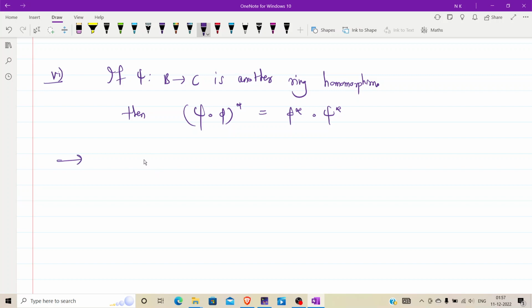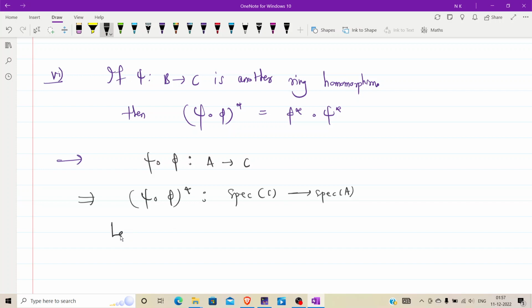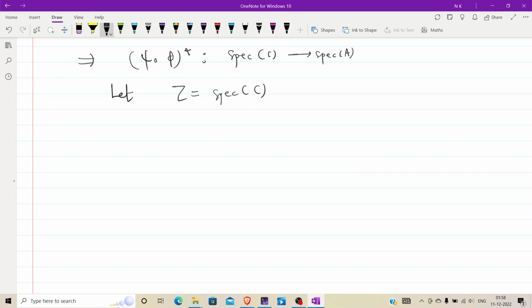Now, what is psi composite phi? It's quite clear. Phi goes from A to B and psi goes from B to C, so this is a map from A to C. So it induces a map psi composite phi star, which is a map from the spectrum of C to the spectrum of A. Let's find out what exactly this is. Let Z equal the spectrum of C, because we already have the spectrum of A as X. Let R belong to Z. So R is in the spectrum of C, so it is a prime ideal of C.